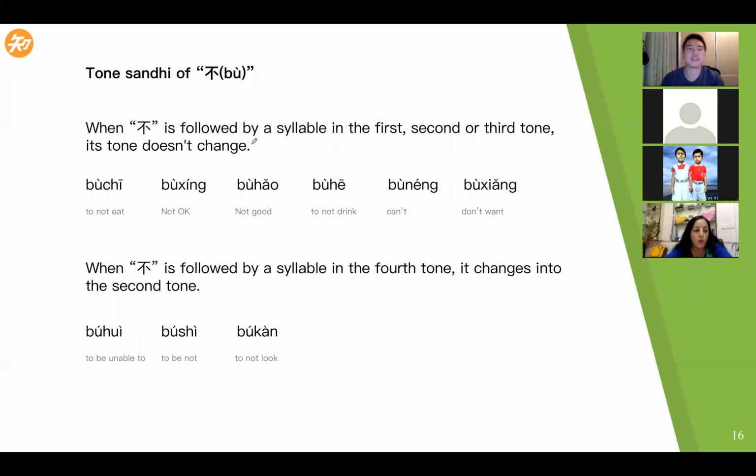This is another part of pronunciation. The tone change of bu, pay attention. The original pronunciation of this character is bu, which means no or not. Sometimes this word is used to form a negative sentence. For example, 不行, can't. So this means no or not. But the tone of this syllable will change in some circumstances.